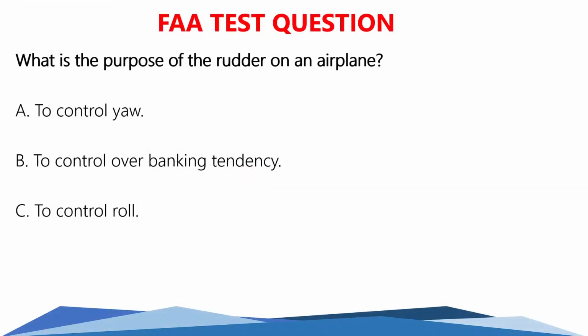All right, everybody, so hopefully that'll put a few more of the pieces of the puzzle together. The next thing we're going to do is look at an FAA test question. I just opened up the poll. Very simply, remember to answer in the poll. Just use the vote function. This is a pretty simple one. And try not to answer in the chat if you can help it. What is the purpose of the rudder on an airplane? Is it A, to control yaw, B, to control overbanking tendency, or C, to control roll?